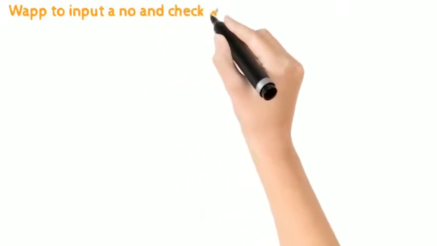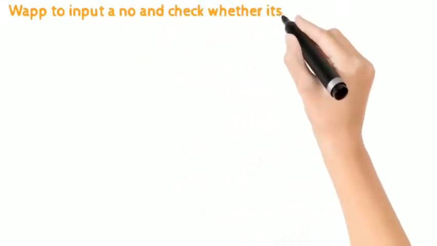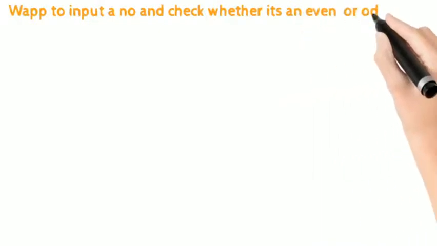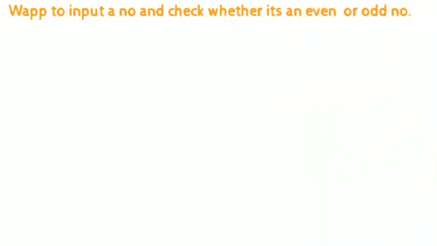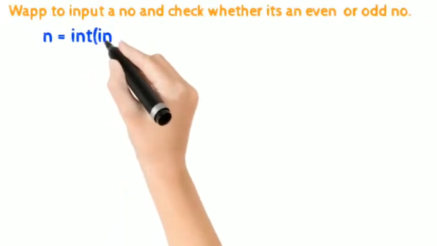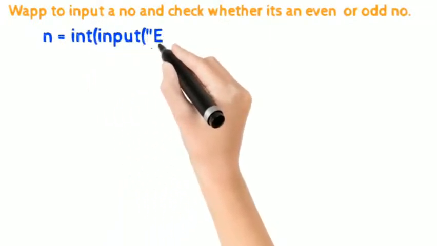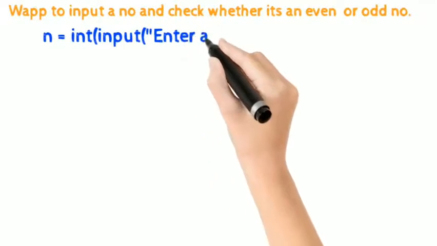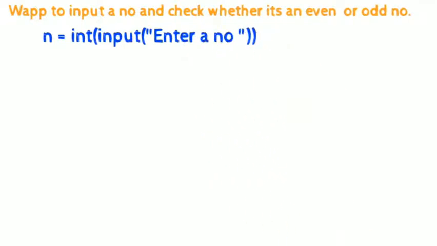So next question, let's see. It is asking to input a number and check whether it is an even number or an odd number. In this case also we are going to input a number from the user and check whether it is even or odd. So n equal to int of input, enter a number. As we know, it will accept the number as text, so it has to be converted to a number. That's why we have used the int function here.